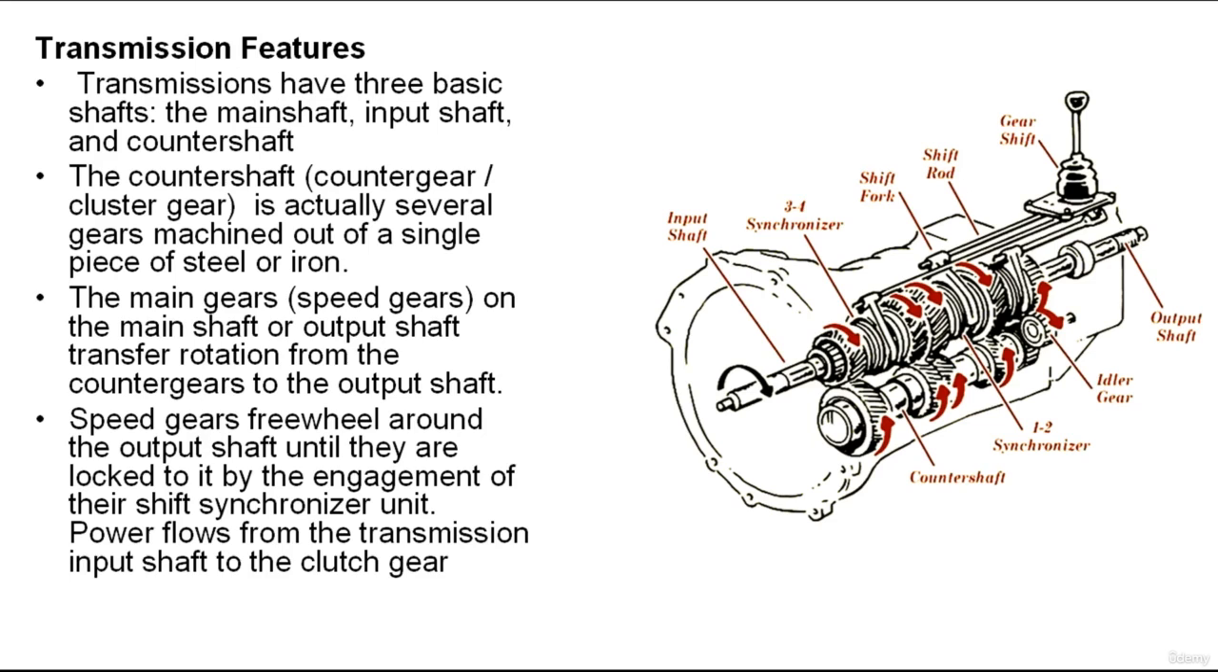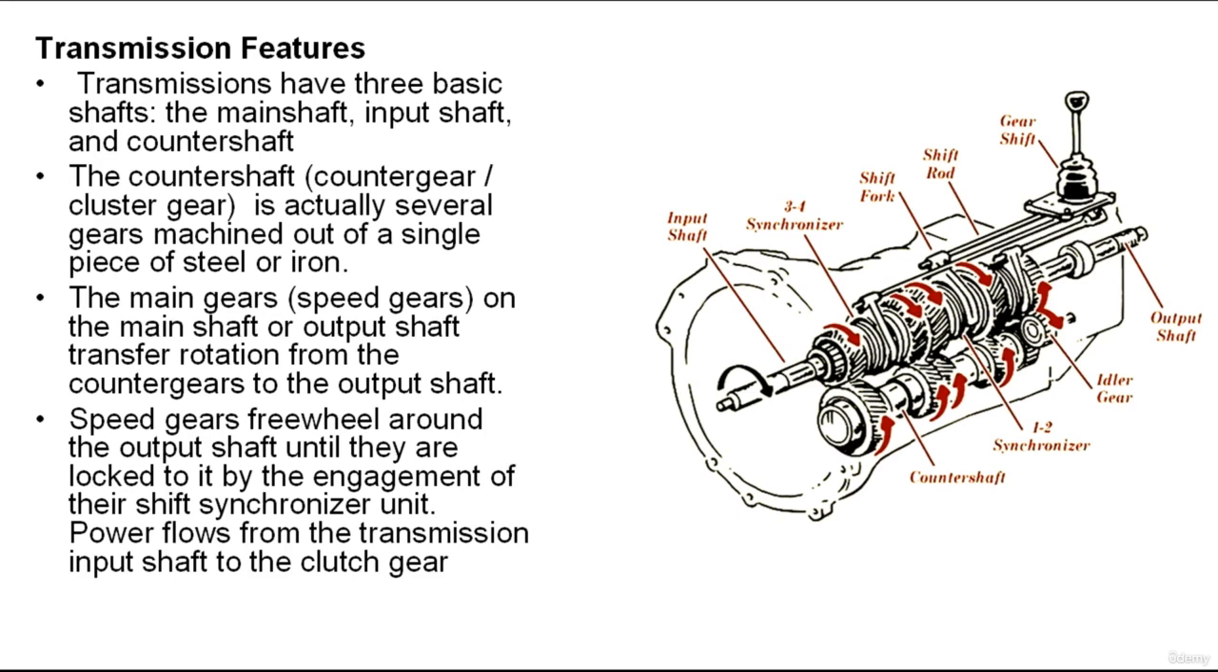The main gears on the main shaft or output shaft transfer rotation from the counter gears to the output shaft. The main gears are also called the speed gears. They are mounted on the output shaft using roller bearings, and the speed gears freewheel around the output shaft until they are locked to it by the engagement of their shift synchronizer unit.